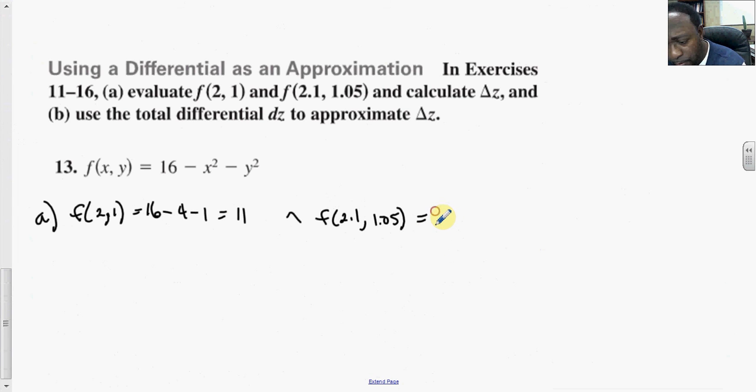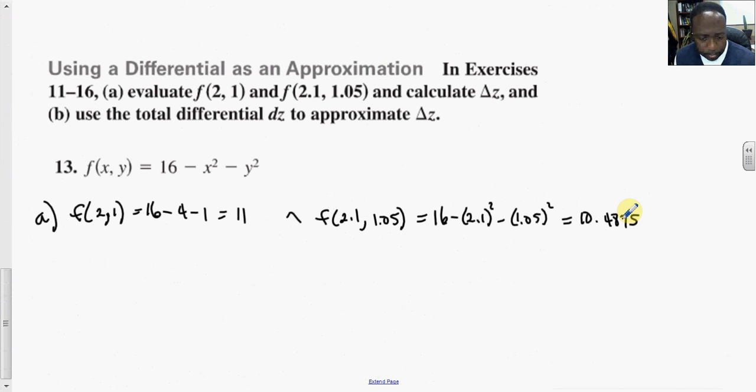So this gives us 16 minus 2.1 squared minus 1.05 squared. And when you calculate that, it gives us 10.4875. And then it says calculate the increment. This is the increment.